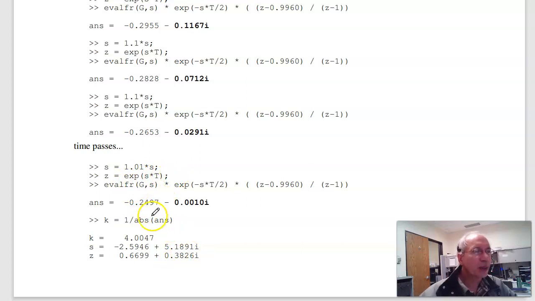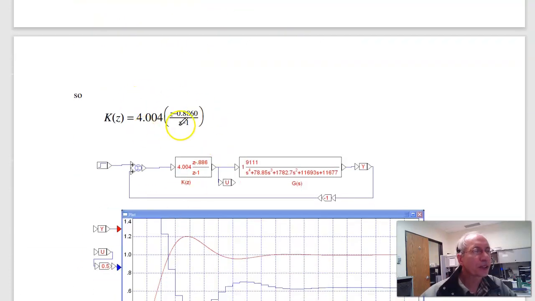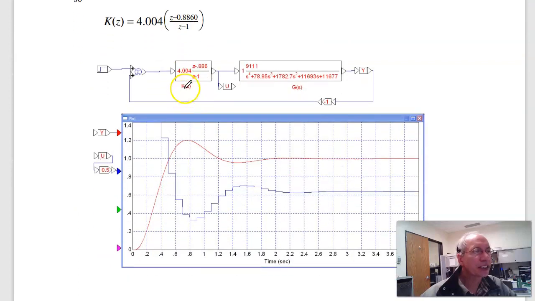To make the gain 1, pick k to make the gain 1. So k is 4.004. Here's your k of z, and the acid test is try it. Put it in your system, and I now get a quicker system. Before, the settling time is like 5 or 6 seconds. Now it's right around 2 seconds.